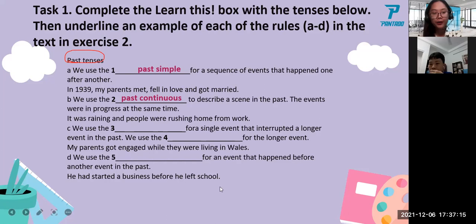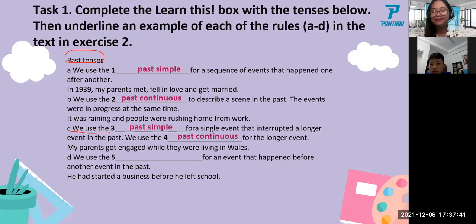Please read. We use past simple. Past simple. Let's look. Okay, next. And past continuous. Number four? Yes. Correct.